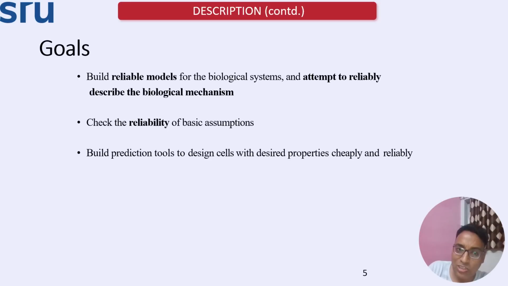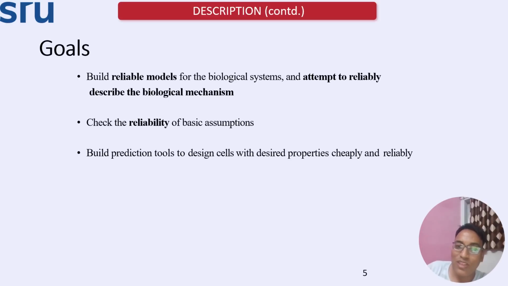Build prediction tools to design cells and desired properties cheaply and reliably. Many tools like virtual cell and e-cell have been developed, wherein you just give glucose to the cell in the computer and the cell will behave the way it should in the lab. So you can exactly quantify the log phase, lag phase, and various other biochemical and physical properties in the computer itself, rather than doing the experiments. Because we cannot send a WhatsApp message to the cell. What is the fate of some molecule the moment I give the input of some other molecule?